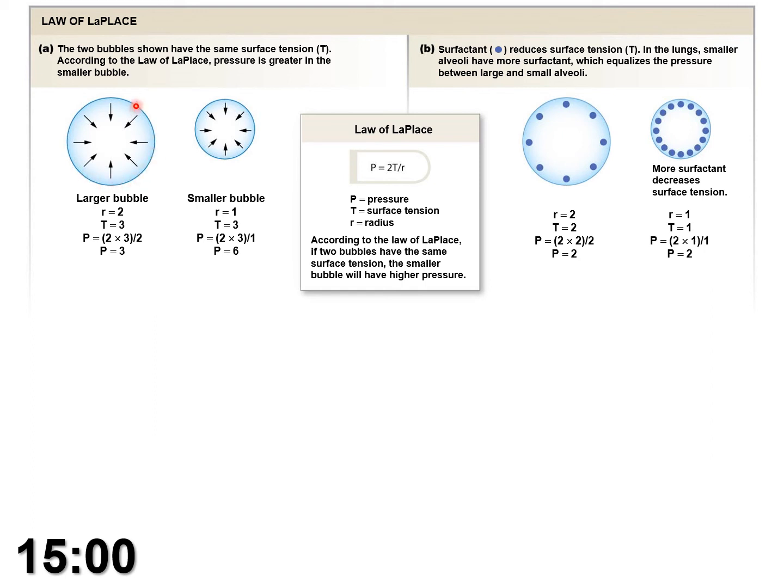If you have two different radius bubbles, one large bubble and one small bubble, assuming they have identical surface tension, there has to be a higher pressure in this bubble in order for that to occur. If we flip it around, if these have identical pressures, then the surface tension in the smaller bubble is higher. So where does that go? Well, in physiology, we have very, very small radii in the alveolus, which means we have to have more surfactant down there.